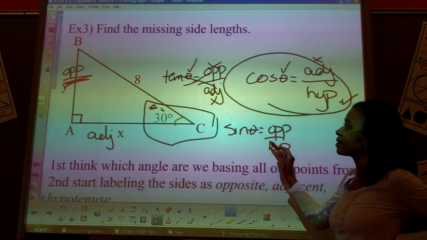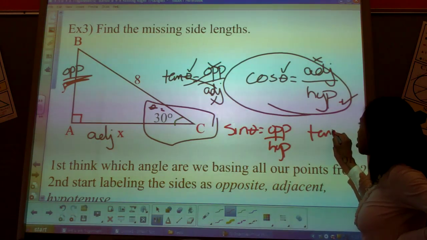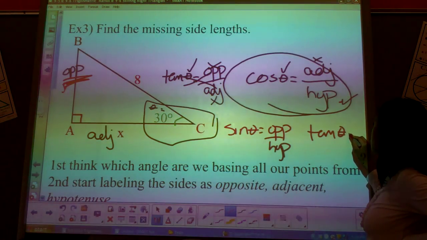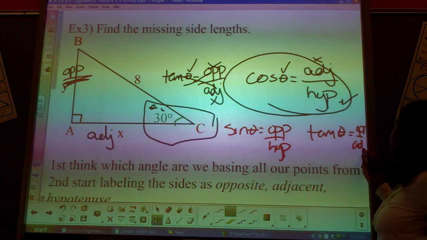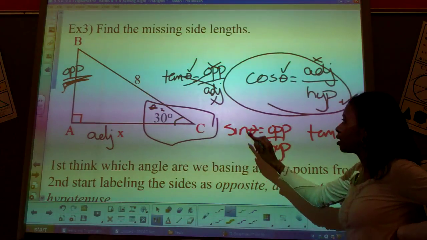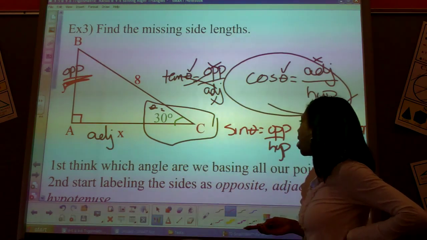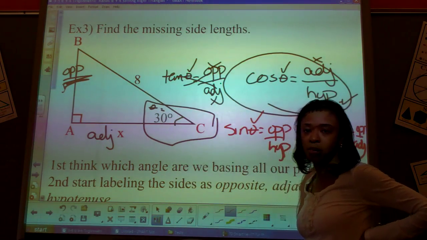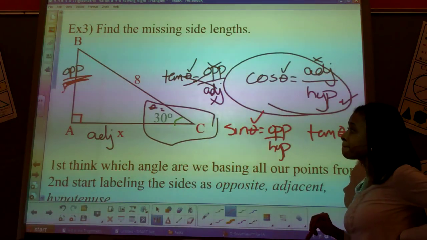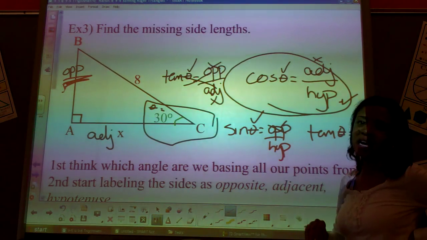Tangent also has opposite in it if I'm looking for y. Tangent again is going to be opposite over the adjacent. So let's try and find y. Okay? Do I know theta? Yeah, we do. It's 30 degrees. Do we know opposite? No, that's what we're trying to find. So that's not going to get it.